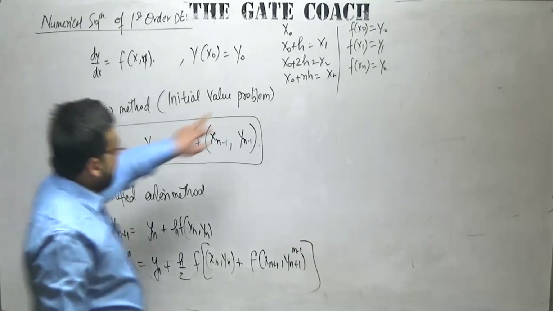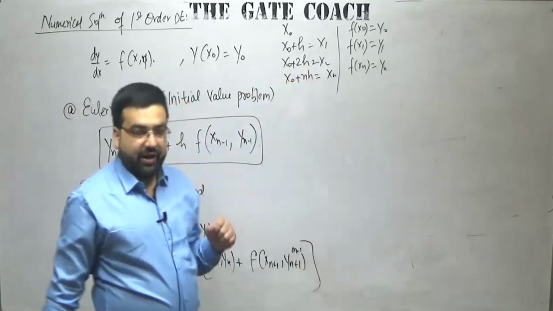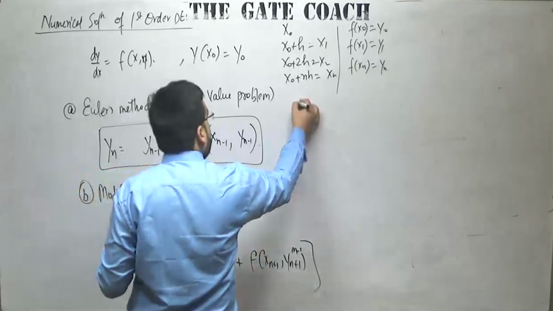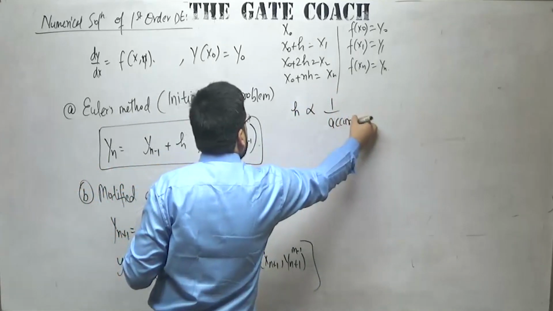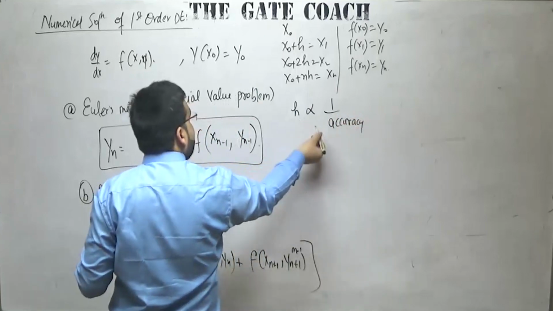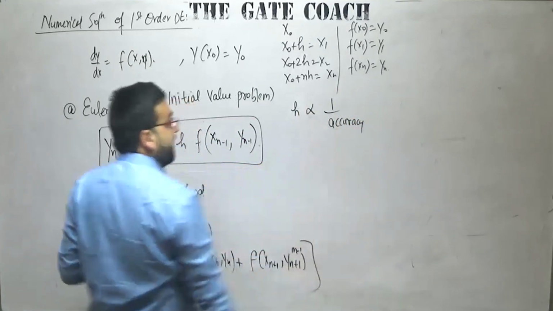The smaller the value of h, the better the results you have, right? So h is inversely proportional to accuracy. If the value of h is very high, the accuracy will be very small.